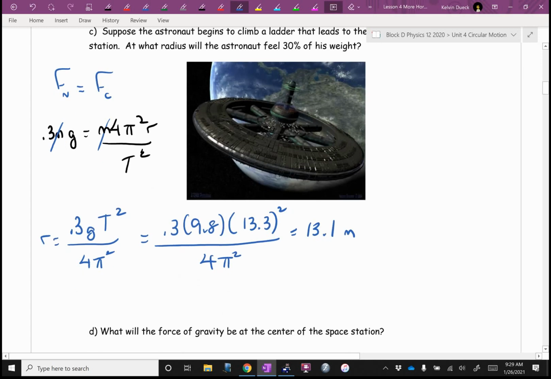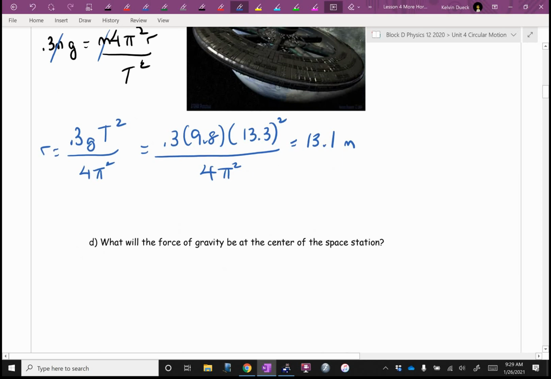What would the fake force of gravity be at the center of the space station? What's happening as you're climbing the ladder to the fake force of gravity? Getting bigger or smaller? We just showed it's 30%, 13.1 meters in. So what's the force of gravity dead center? 0. Okay? There will be a little weightless.